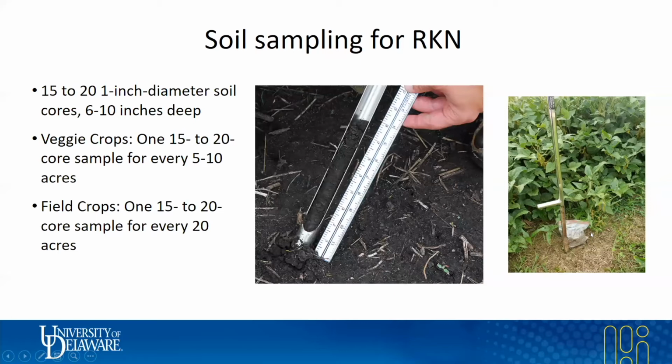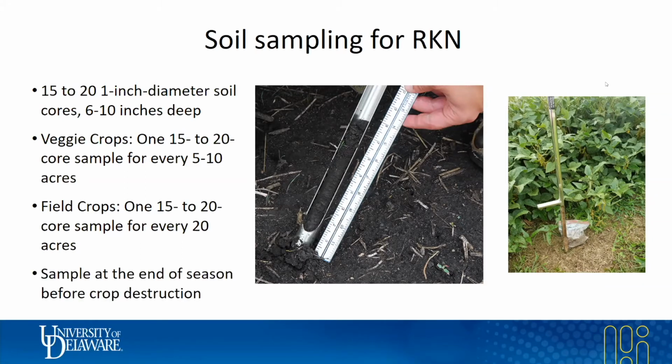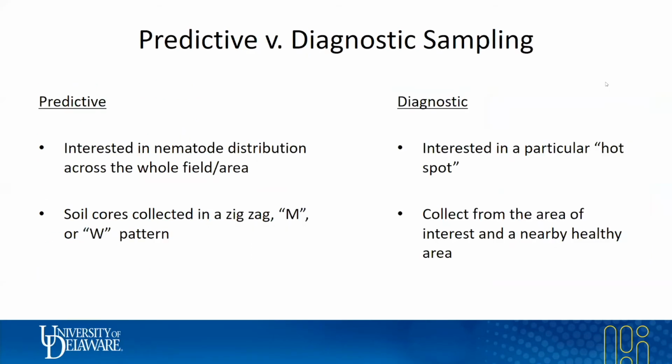In field crops, we typically take a soil sample to represent every 20 acres or so, but in veggie crops, since a lot of times these are higher value crops, you may have smaller acreage and different rotation patterns. It's usually recommended to aim for one sample for every 5 to 10 acres. And again, I recommend sampling towards the end of the season before the crop is destructed. In theory, you can sample nematodes at any time in the year, but that's just a window to catch things when they're most active.